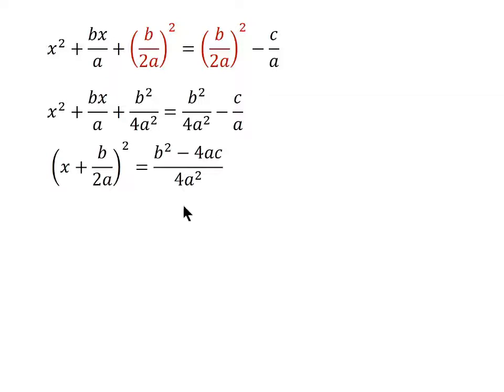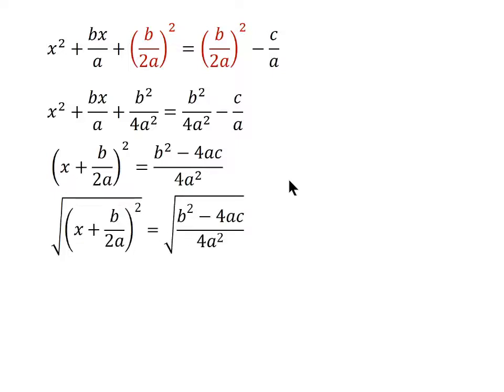Okay? Then the next step, we're going to eliminate this square. So we will apply the square root property. We'll take the square root of this side, and of course the other side also. So the square root of the quantity x plus b over 2a squared is equal to the square root of b squared minus 4ac all over 4a squared. So cancel the square root and the square.